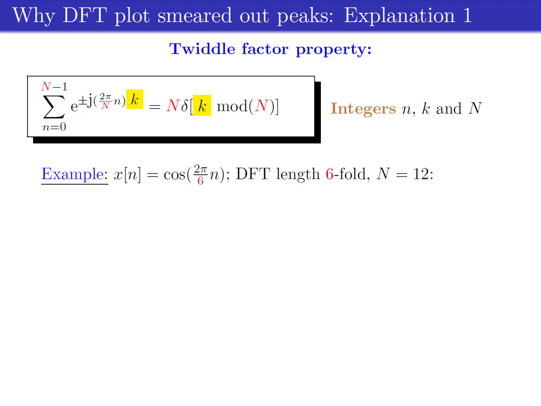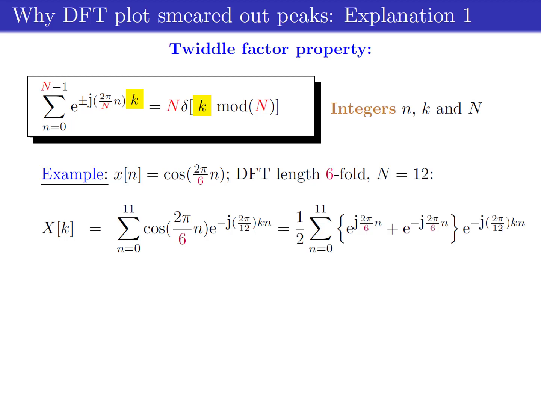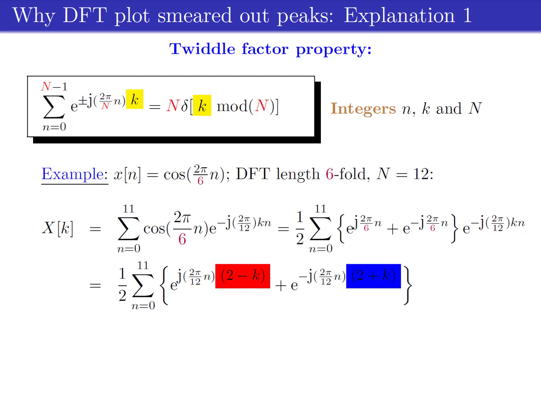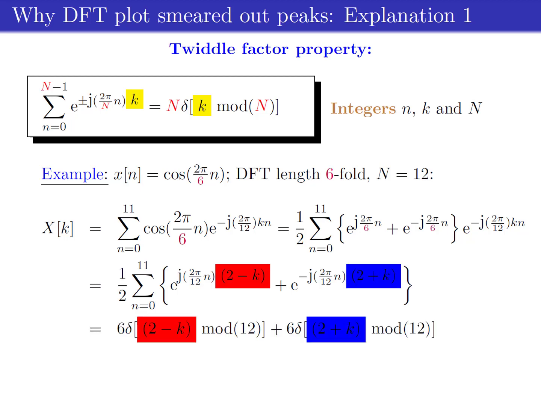First, we use this twiddle factor property for the evaluation of the 12-point DFT of the same sinusoidal signal x[n] as on the previous slide. In the first step, we use Euler's formula to write the sinusoidal signal as a sum of two phasors. Then we combine the complex exponents, which lead to a summation of two twiddle factor property results.